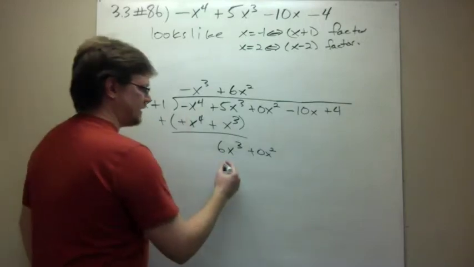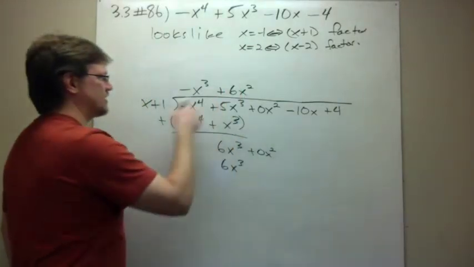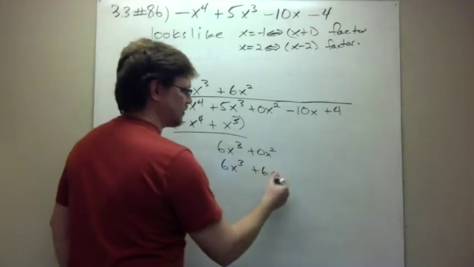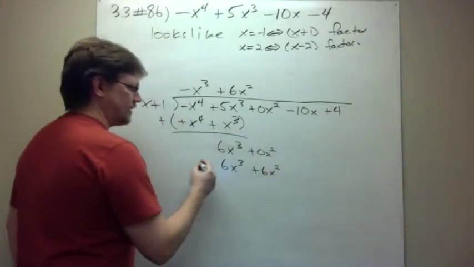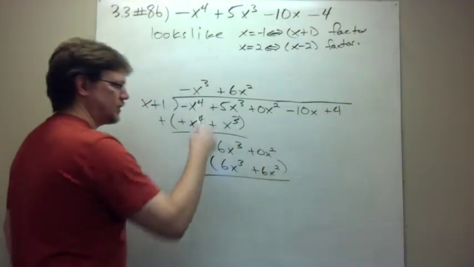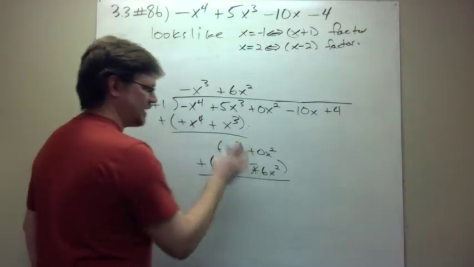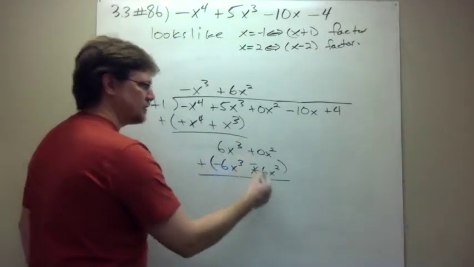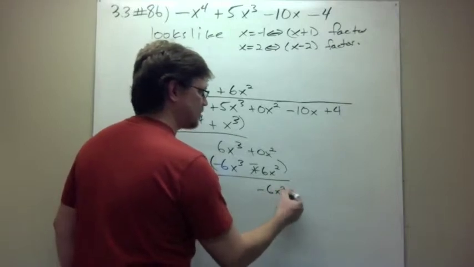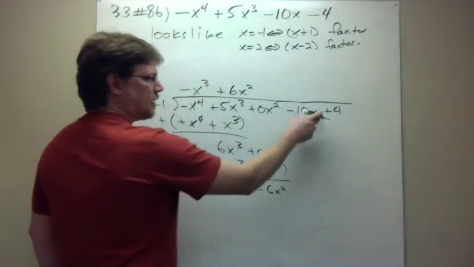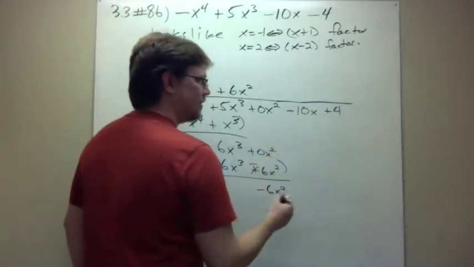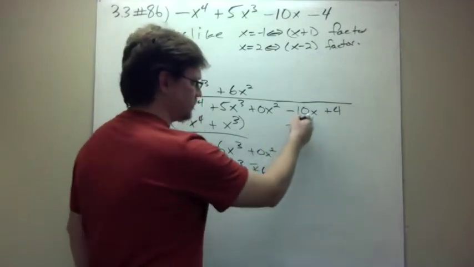6x squared times x is 6x cubed. 6x squared times 1 is 6x squared. And then I subtract this. Subtracting is the same thing as flipping the signs and adding. This cancels. This becomes a minus 6x squared. And now I bring down my linear bit.